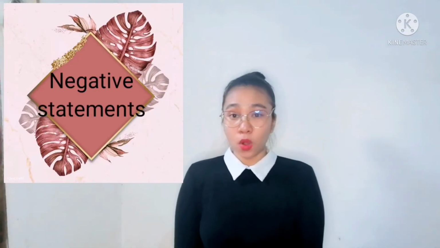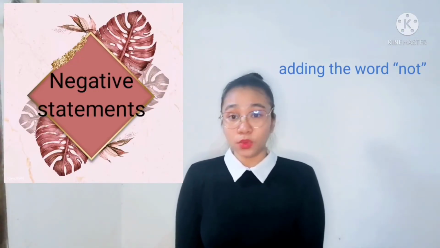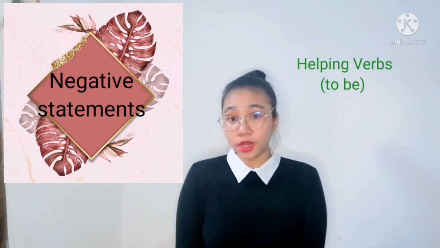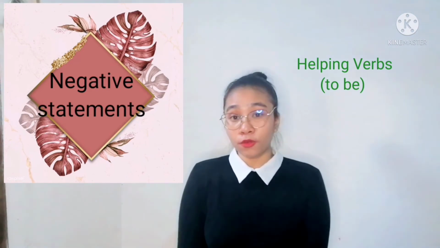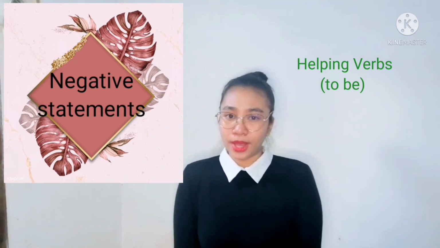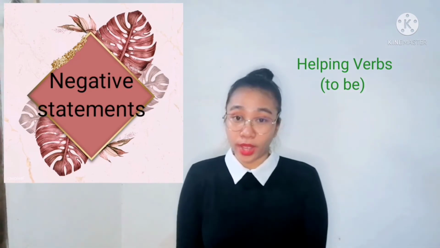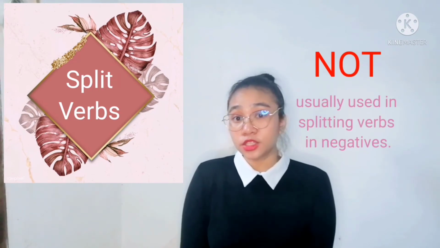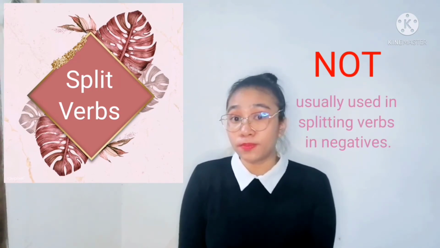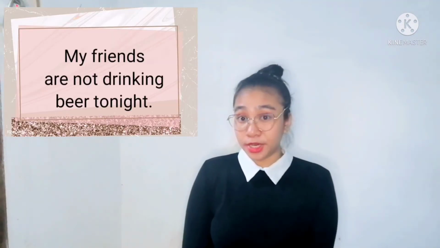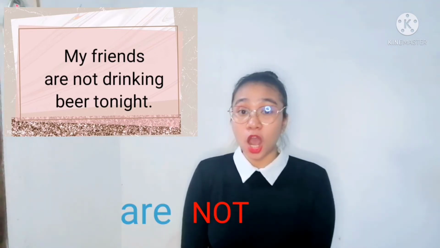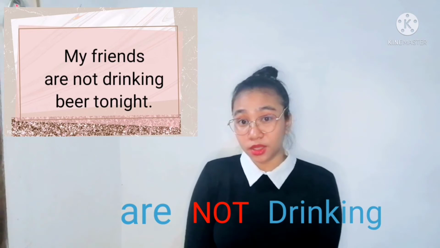Negative statements are also typically formed by adding the word not after the helping verb. The most popular helping verbs are a form of to be, including am, is, are, was, and were. Another thing to understand is that the word not is usually used in splitting verbs in negatives. My friends are not drinking beer tonight. In this example, the word not split the verbs are and drinking.